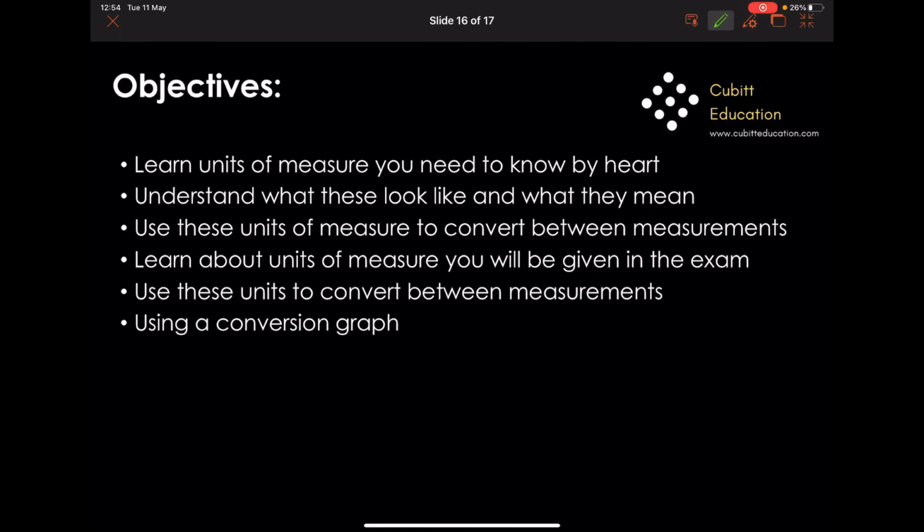We've learned some units of measure that you need to know by heart. I really hope that you've understood what these look like and what they actually mean. So your millimetres to centimetres, centimetres to metres, and metres to kilometres, and so on. And we've used these measurements to convert between measurements. We've gone from millimetres to centimetres, and vice versa. We've gone from litres to millilitres and grams to kilograms. We've also learned about units of measure that you will be given in the exam, such as gallons, miles, kilometres, different currencies. And you've used these to convert between measurements as well, along with using the conversion graphs.